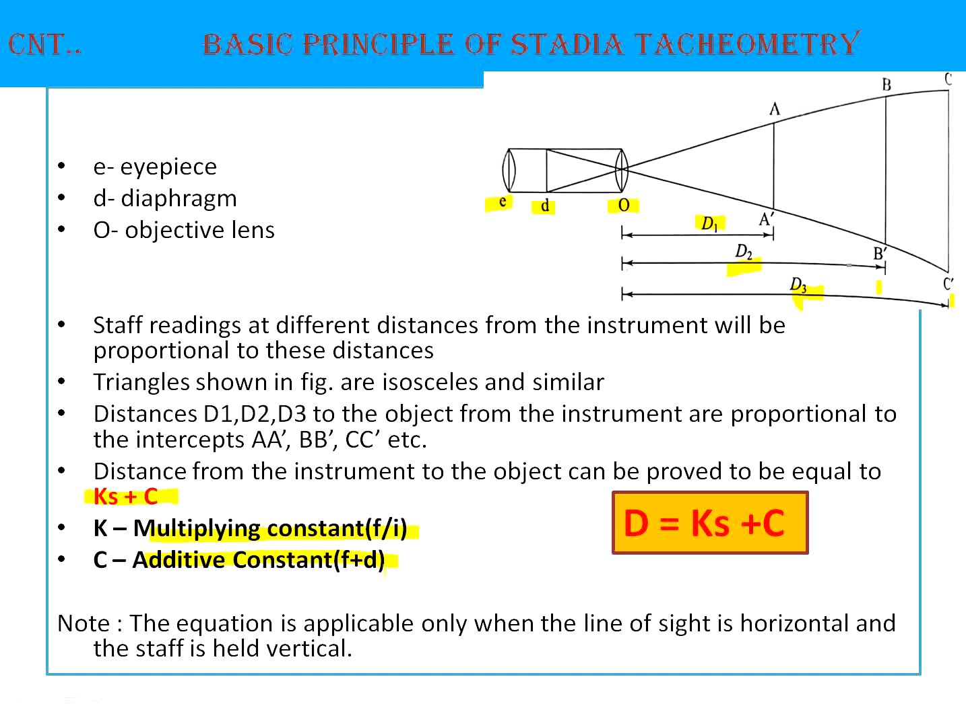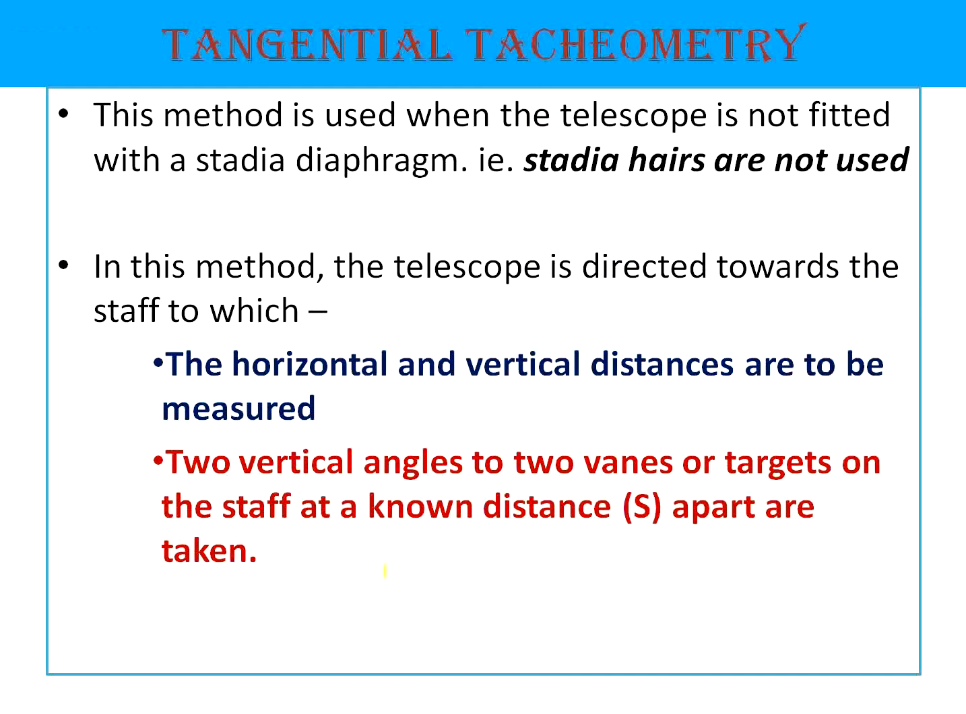This equation is only applicable when the line of sight is horizontal and the staff is held vertical. So this is the equation which explains the principle of stadia tachometry. Now coming to the next method of tachometry, that is tangential tacheometry. This method is used when the telescope is not fitted with a stadia diaphragm.